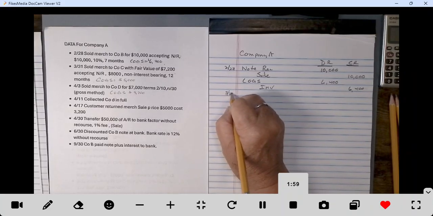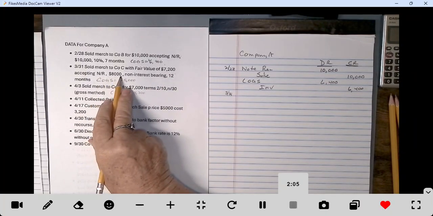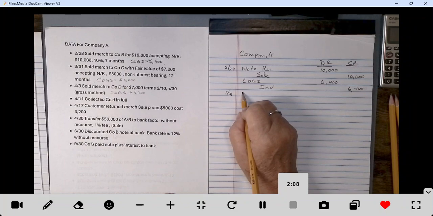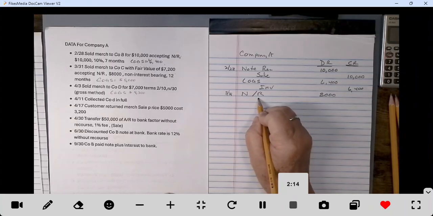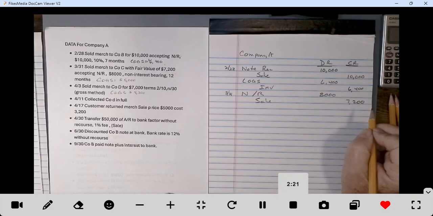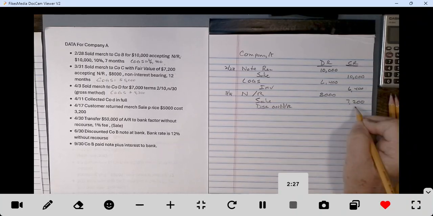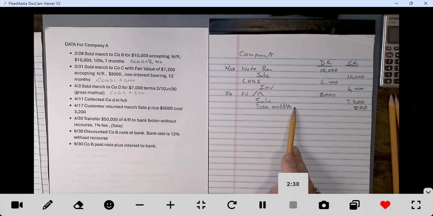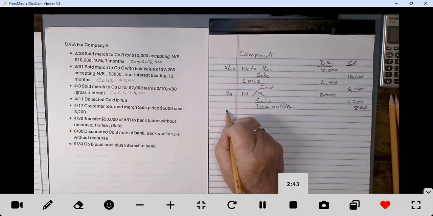Okay, 3/31. Sold merchandise to Company C, fair value of 7,200, accepted a note receivable, non-interest bearing. I'm going to abbreviate. Note receivable, 8,000. Sale, 7,200, sales at the fair value. We have a discount on note receivable for the remaining balance. This is a balance sheet account, discount on note receivable, so it's going to be a contra. So it'll have a net asset value of 7,200.